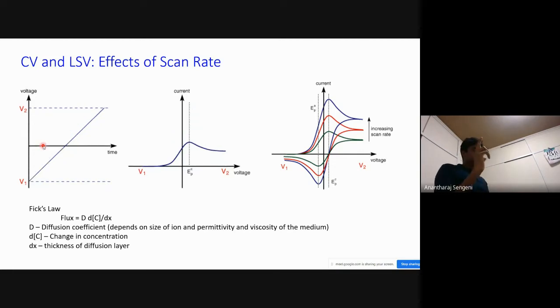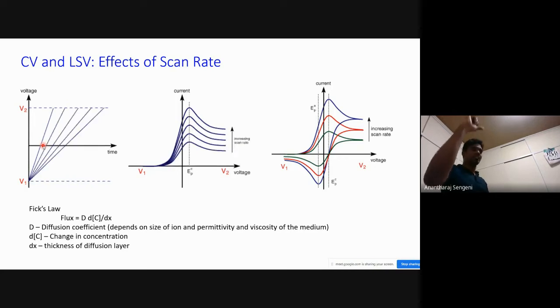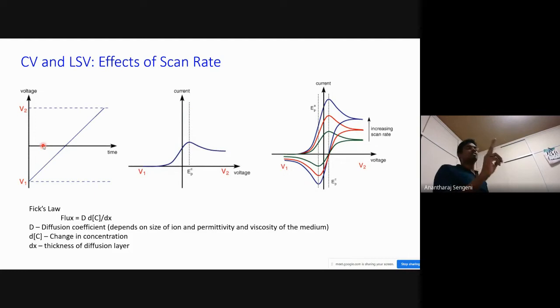So scan rate is actually directly proportional to the peak current. With a lower scan rate, you observe lower current density. With a higher scan rate, you observe higher current density. It is because scan rate and diffusion layer thickness are inversely related. With the lower scan rate, you have a thicker diffusion layer. With the higher scan rate, you have a thinner diffusion layer. So this is what you should understand from this particular slide.